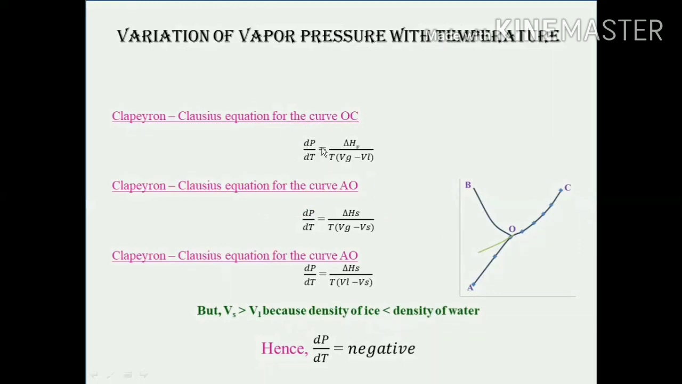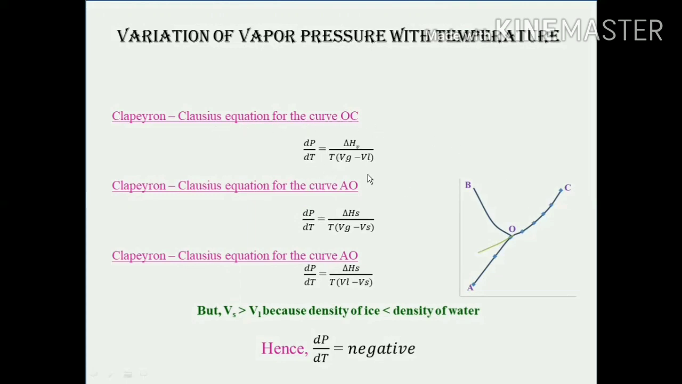We see that the change in pressure with respect to the change in temperature is given by delta HV, that related to the vapor phase, divided by the temperature times the volume of the gaseous phase. Remember, here it was the vapor phase. So we are talking about the vapor phase over here: the volume of H2O in the vapor phase minus the volume in the liquid phase, which is here.